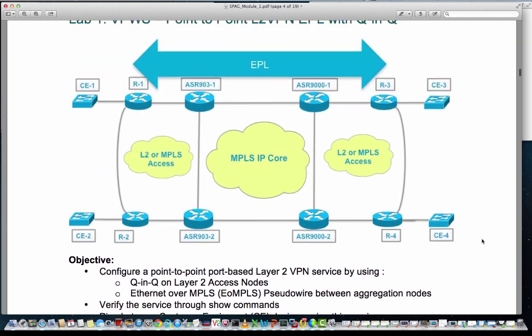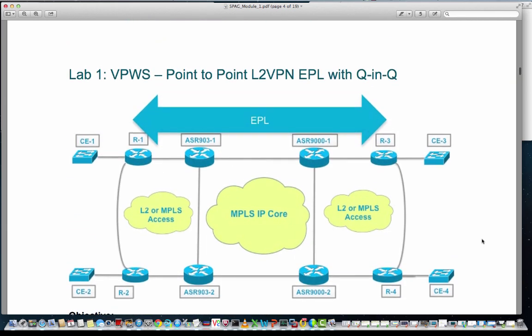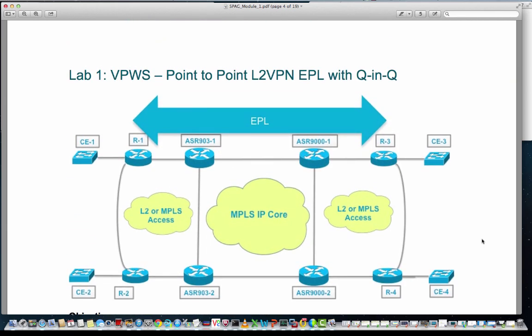Quickly moving to the topology, looking at the topology. In the topology, there are two access nodes, R1 and R3, which connect to the remote customer sites, CE1 and CE3. An EPL service has to be established between CE1 and CE3, and ASR 903 and ASR 9001 are the two service provider core edge routers.